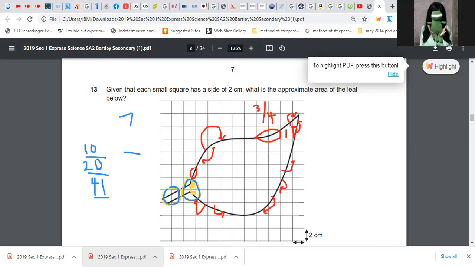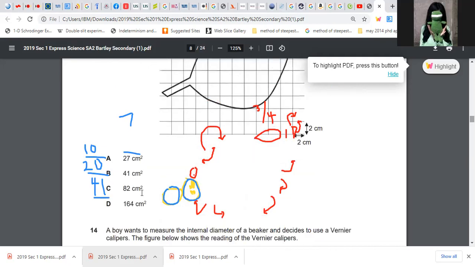1, 2, 3, 4, 5, 6, 7, 8, 9, 10, 11, 12, 13, 14, 15, 16, 17, 18, 19, 20, 21, 22, 23, 24, 25, 26, 27, 28, 29, 30, 31, 32, 33, 34, 35, 36. Okay, about 36. Okay. 36 is close to which one? The 164 cm square one.